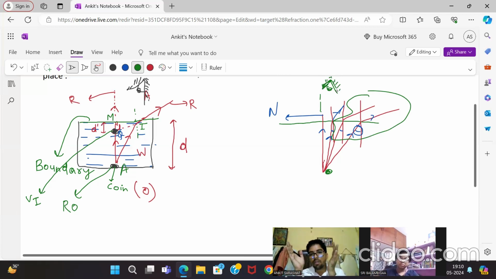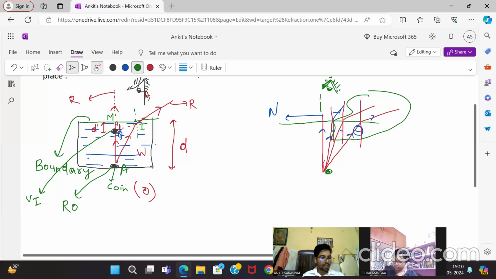Paraxial rays means those rays which are closer to the principal axis, because in our eye there is one lens, the bulging crystalline lens. That lens aperture is small. So the rays which are coming to that lens are paraxial rays. Clear?